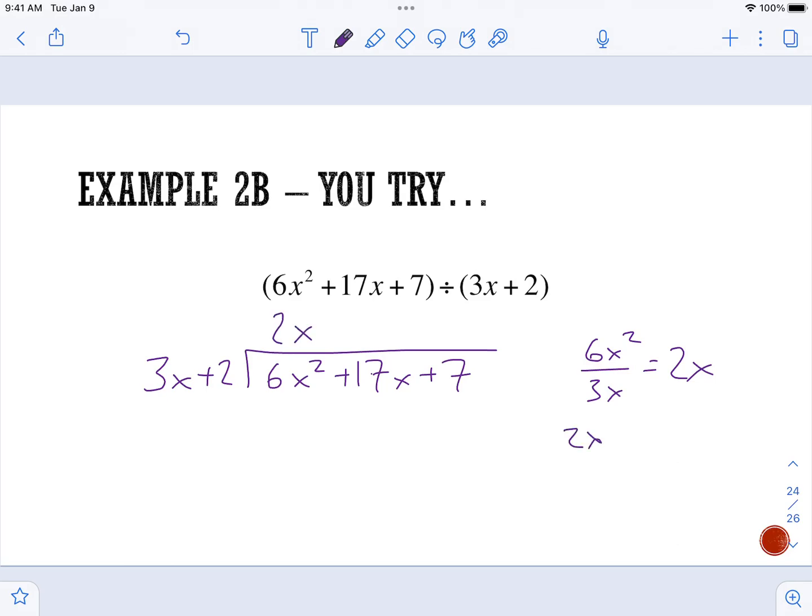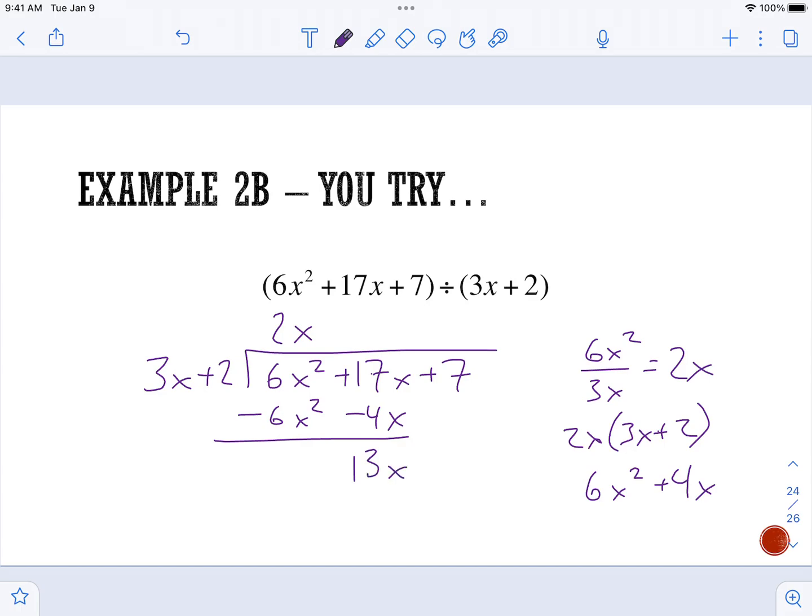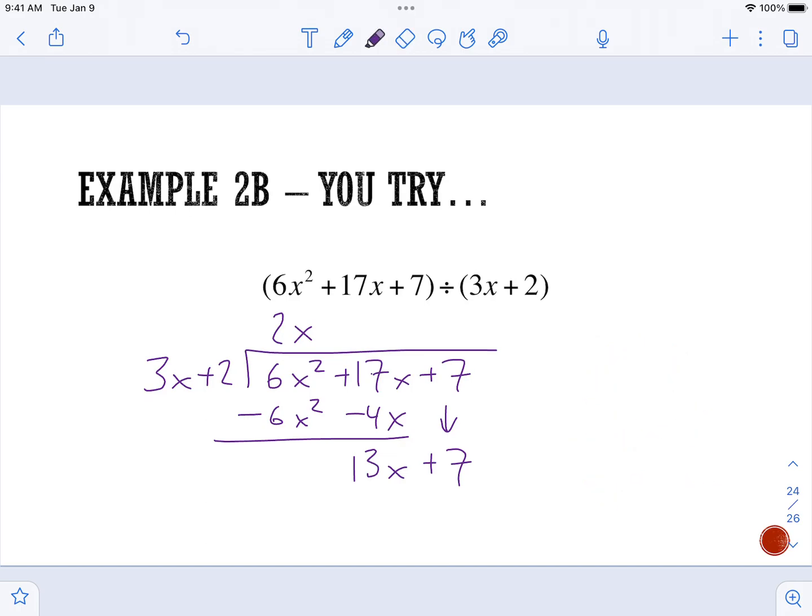Then we'll do 2x times 3x plus 2. That gives us 6x squared plus 4x. So 6x squared, 4x. We'll subtract those. The 6x squareds cancel out, and then I'm left with 13x, and we'll bring down the 7, so plus 7. Now, when I try to do the next part, right, I'm taking the 13x and I'm dividing it by 3x.